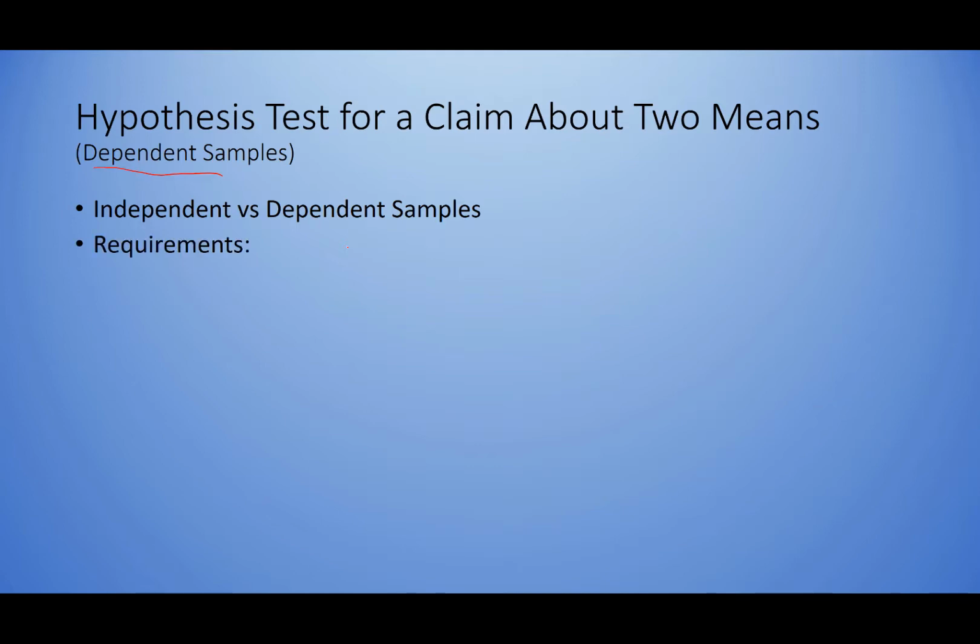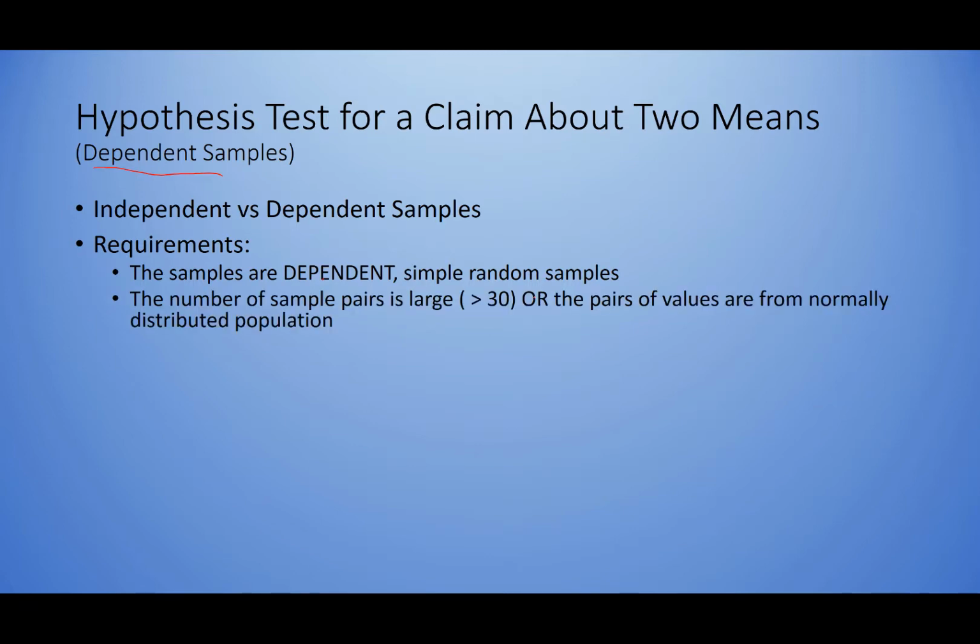Now, our requirements in order to do this: we have to have dependent samples and they need to be simple random samples. And then we also need to make sure that our number of pairs is larger than 30, so we can use the central limit theorem, or that the pairs of values are from normally distributed populations. Once we have that, we can go ahead and do our null hypothesis.